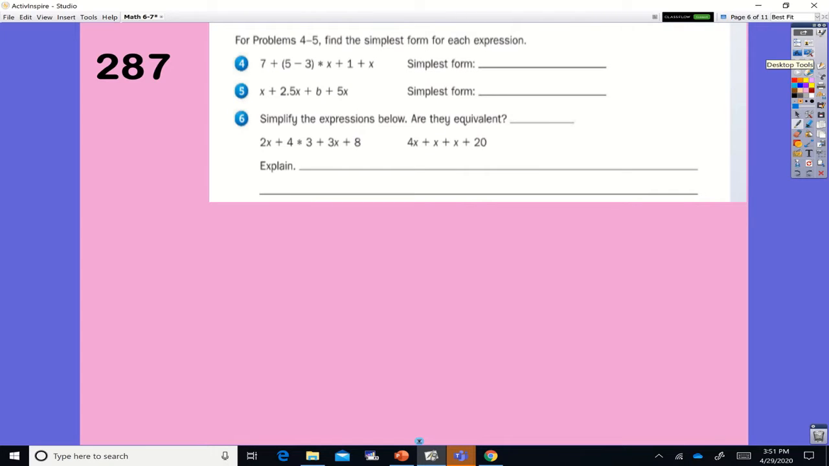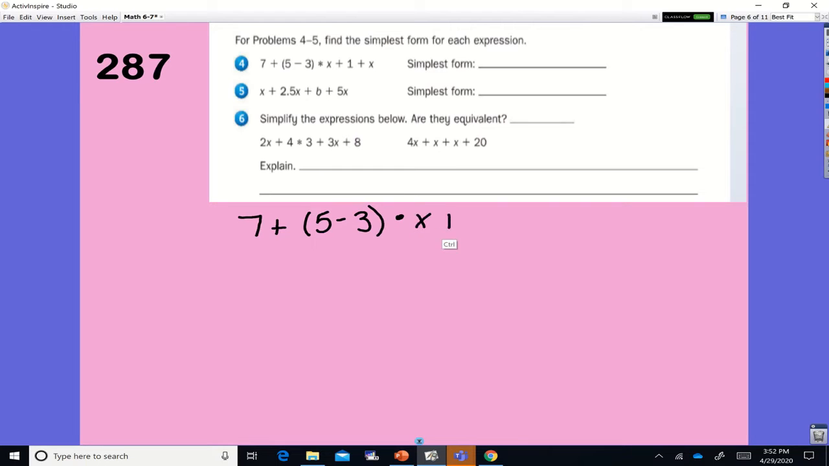And here on page 287, we're going to start solving these problems. Now to put it in simplest form, we're just trying to simplify this just like we did. So I'm going to write it down here. That's times x plus 1 plus x. This is still the distributive property because we're multiplying this.